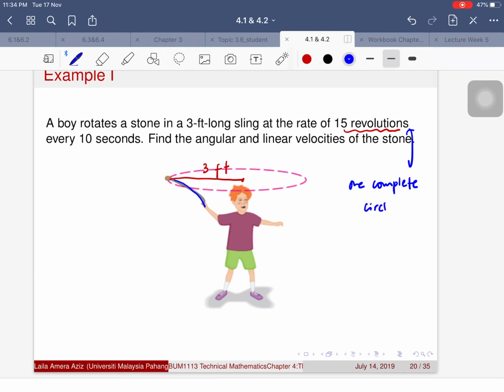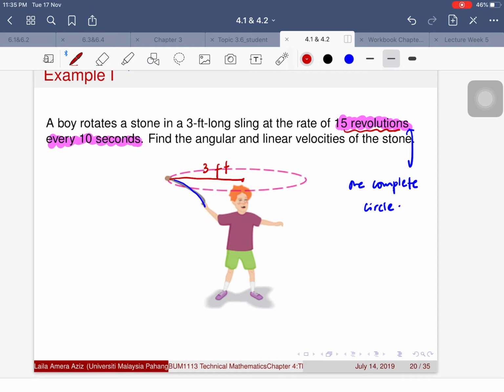One complete circle. So actually in this story, this boy rotates 15 revolutions. He makes 15 complete circles every 10 seconds. That is pretty fast. I'm not sure whether this is correct or not, but the idea is that in 10 seconds he can make 15 complete rotations. I think that makes sense. It's going to be very quick. Okay, so that is the information that we have, and from that information we're going to find the angular and the linear velocity.